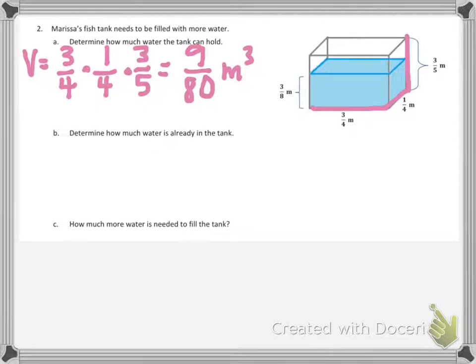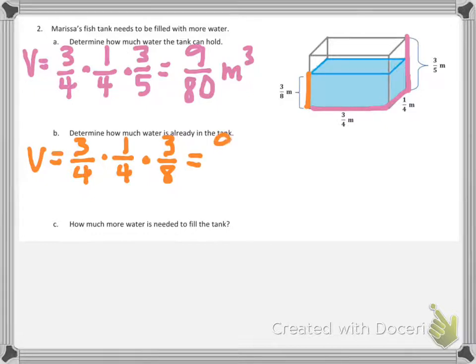Okay, and then next, determine how much water is already in the tank. So that's the blue part. And we're going to do volume again. Volume equals, well, the length stays the same, 3/4, and the width stays the same, that's 1/4. Only our height changes. The height is now 3/8 of a meter, so we're going to multiply this time by 3/8. And again, there's no simplifying that can be done, so 3 times 1 times 3 is 9. And on the bottom, I've got 4 times 8 is 32, and 32 times 4 is 132, I think. Let's just make sure. 32 times 4, 128. Of course, 128. And that's meters cubed again. So there's the volume of the water that's already in the tank.